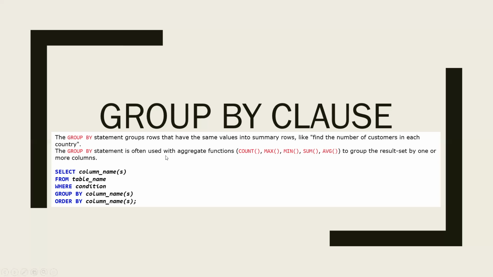The group by statement is often used with the aggregate functions to group the result set by one or more columns. So this is the order in which we use group by. First of all, the select will come, then from, then where. And in case group by and order by are both required in one query, first it will be grouped and then it will be ordered. The order will not change. First you will write group by and then order by.